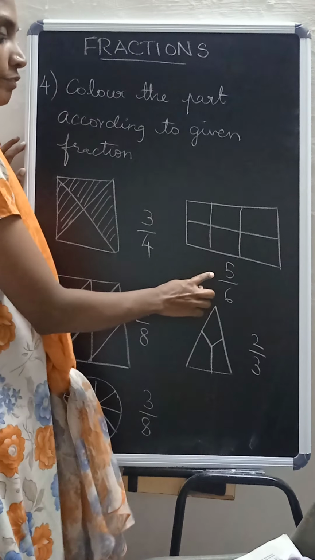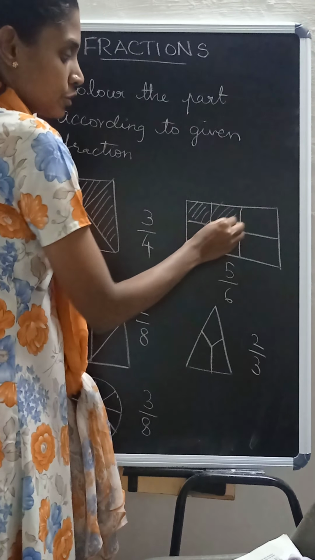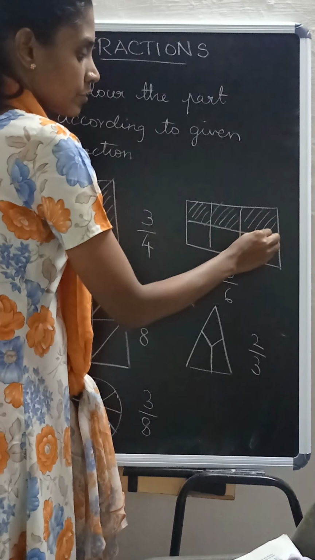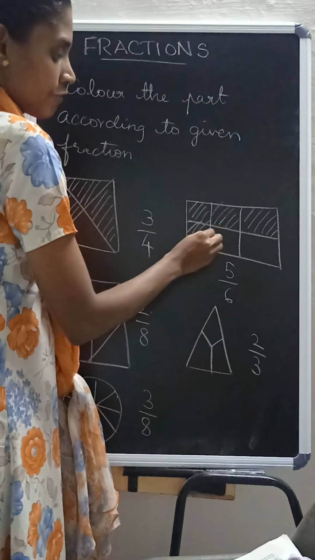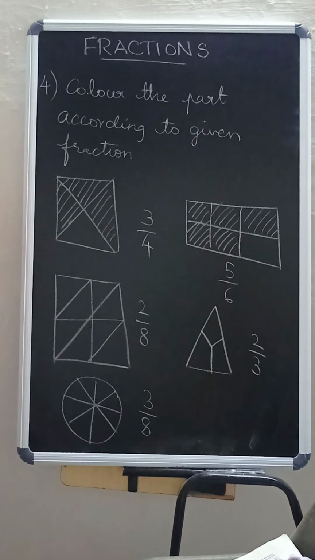Next, 5 out of 6. So 1, 2, 3, 4, 5. 5 out of 6 parts is colored.